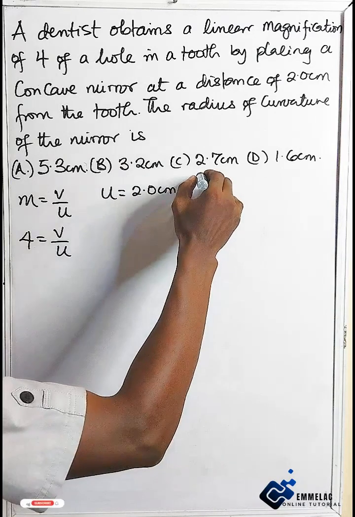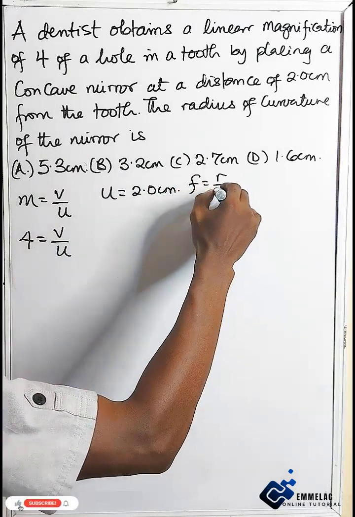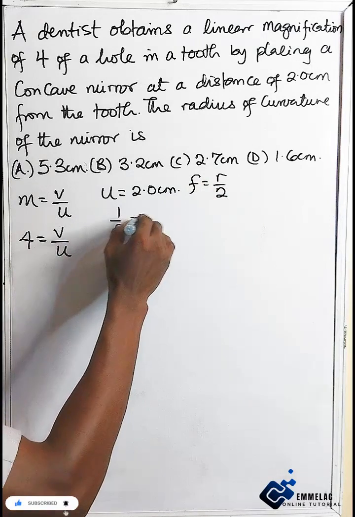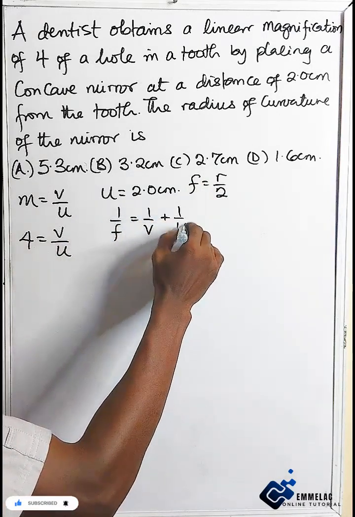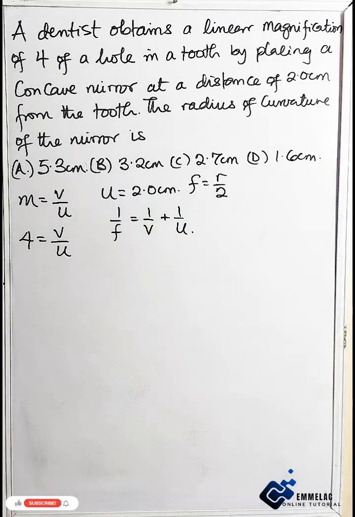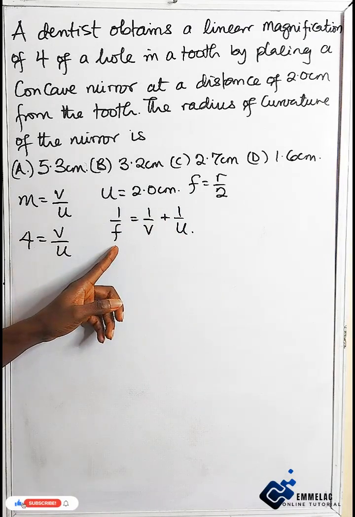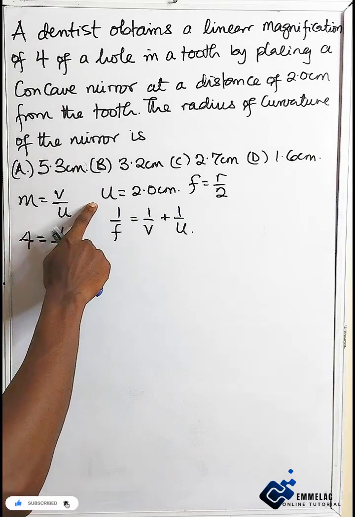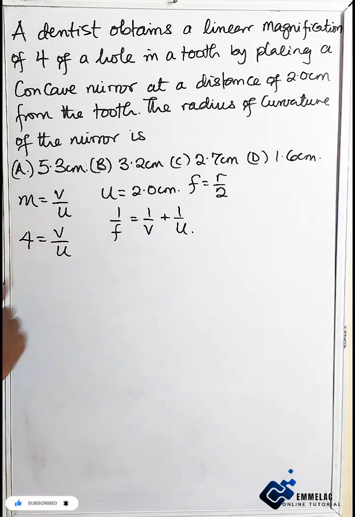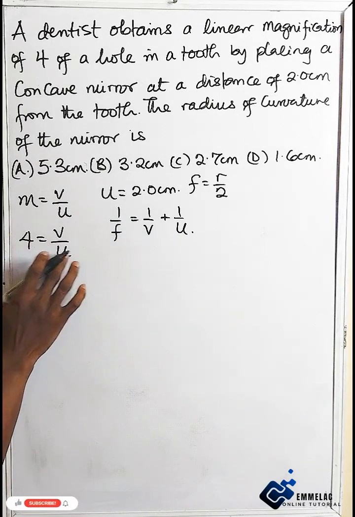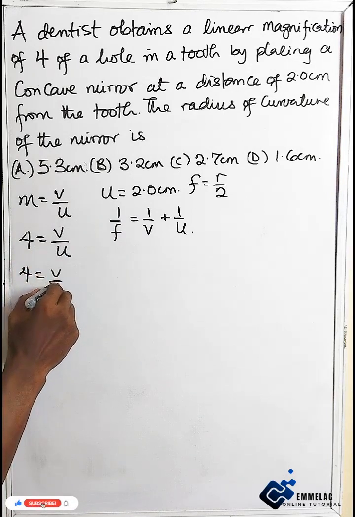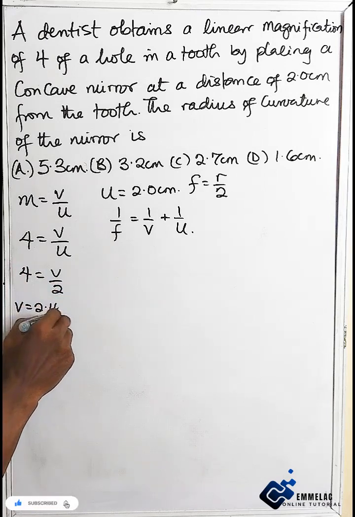Now we are told to find the radius of curvature. We know that F equals R all over 2. Now we can use 1 all over F equals 1 all over V plus 1 all over U. Let us find the value of F here. Given that U is 2, our V here can be calculated. That will be 4 equals V all over 2. So our V will now be 2 times 4, which is 8.